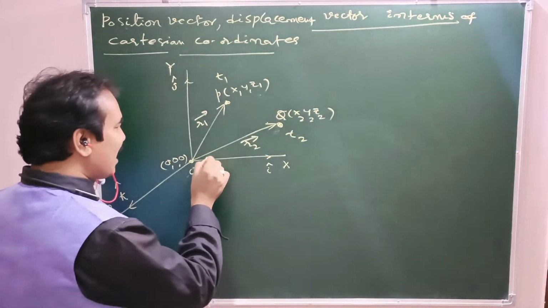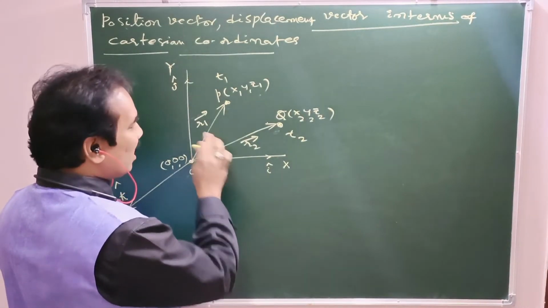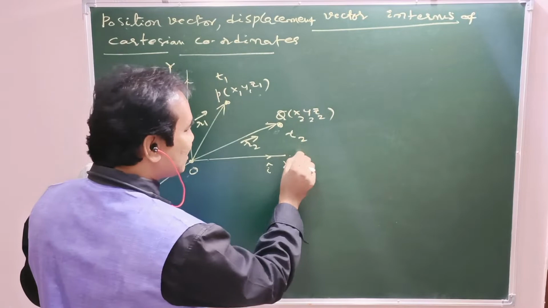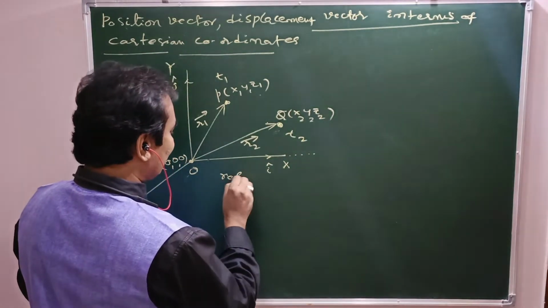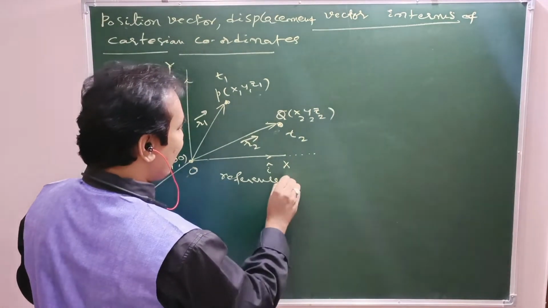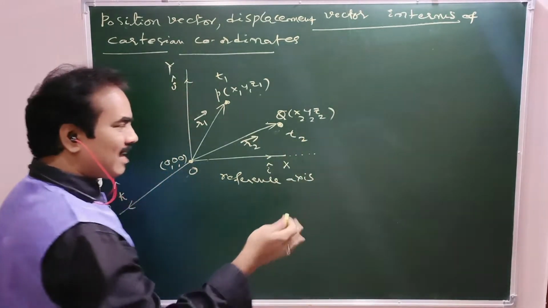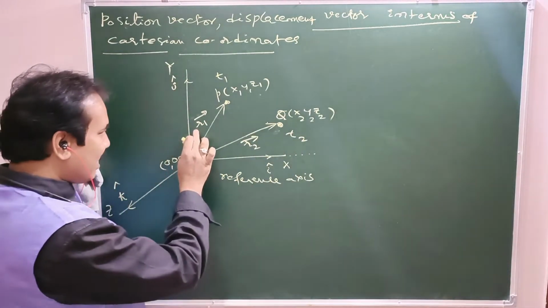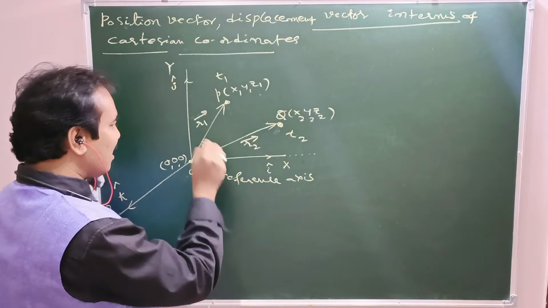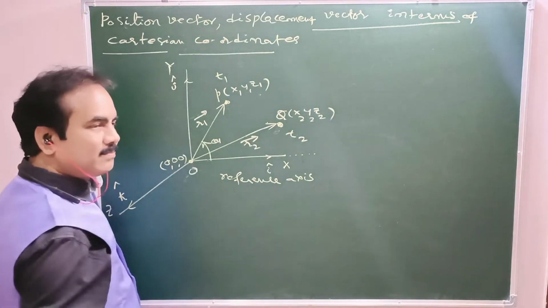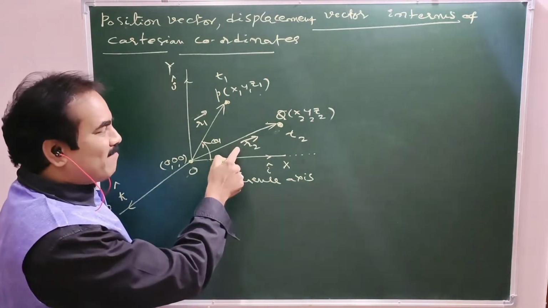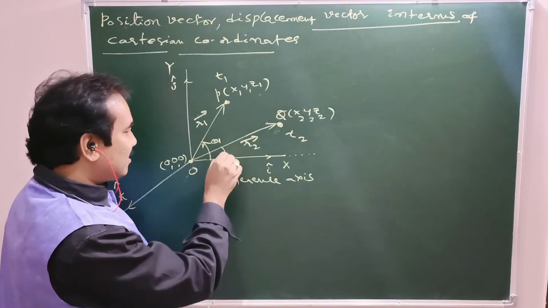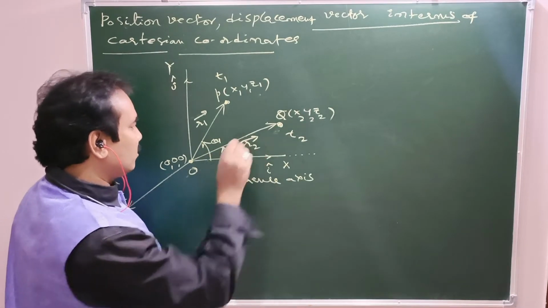Now, what is the angle made by R1 bar with the reference axis? I am taking the x axis as the reference axis. So the angle made by R1 bar with the x axis, let it be theta 1. What is the angle made by R2 bar with the x axis? Let it be theta 2.